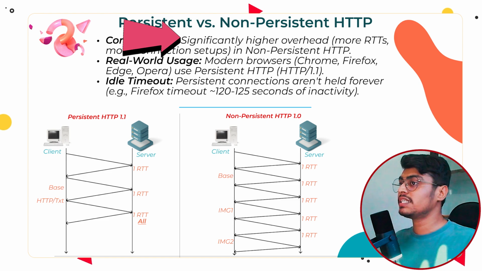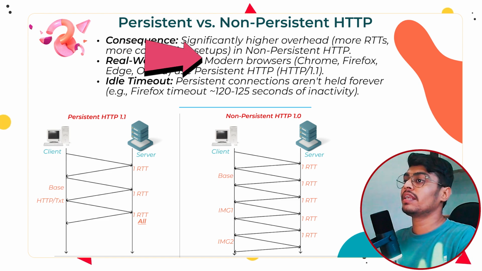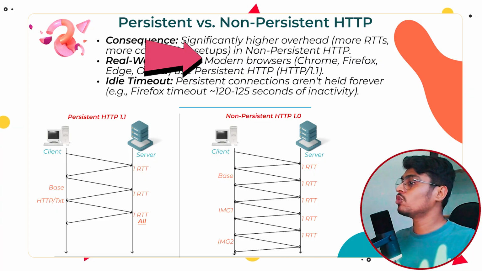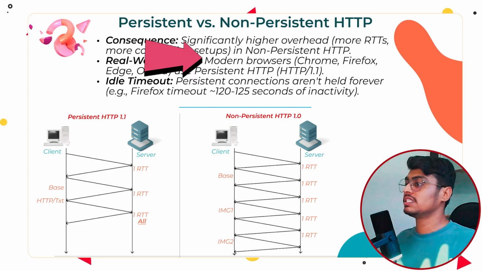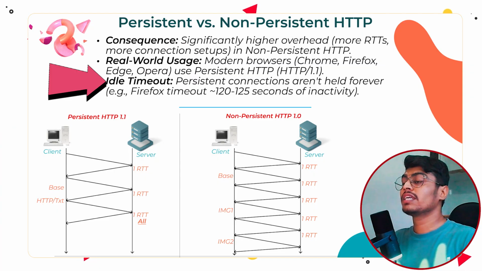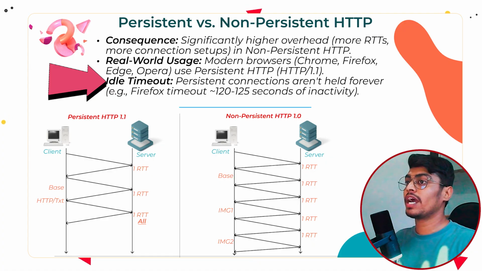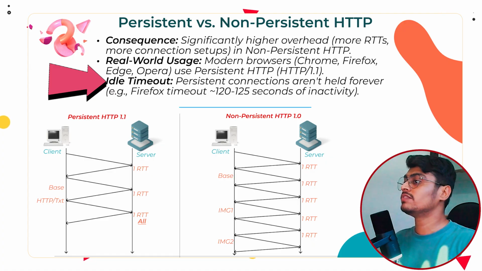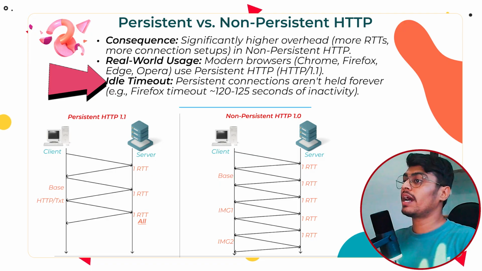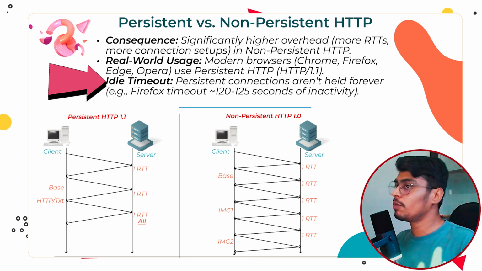Overhead will be less in the persistent case, and in non-persistent the overhead will be more. And Internet Explorer, Google Chrome, Firefox, Opera, all of these use persistent. In the persistent case, we don't keep the connection forever. In Firefox, an idle time of 120 or 125 seconds is present. If you are idle for that duration, the connection may get terminated. This provides 20% more performance compared to non-persistent, because in non-persistent the connection has to be formed again and again. So this is the main difference between persistent and non-persistent HTTP.